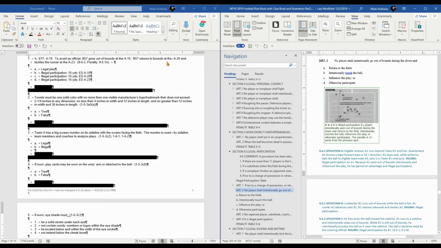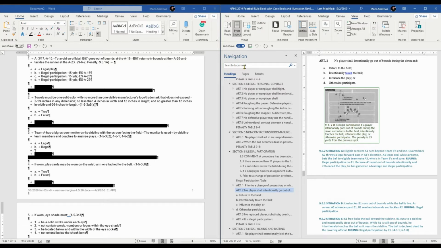All right, question number 1. A, that's the offense, 3rd and 17 from the A10. So that means they're 90 yards away from the goal line. To avoid an official, B57, the defensive player, goes out of bounds at the A15. B57 returns inbounds at the A20 and tackles the runner at the A23. The rule reference is 9-6-2.